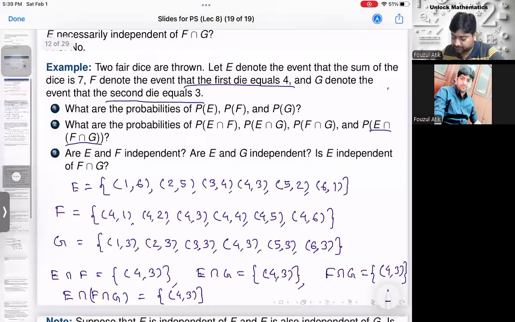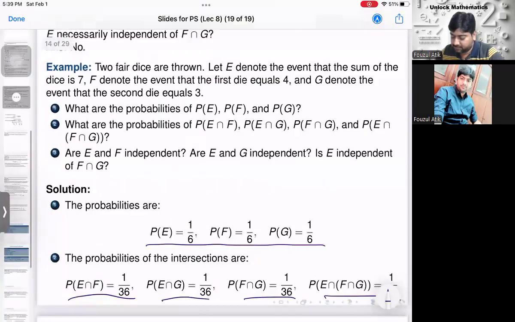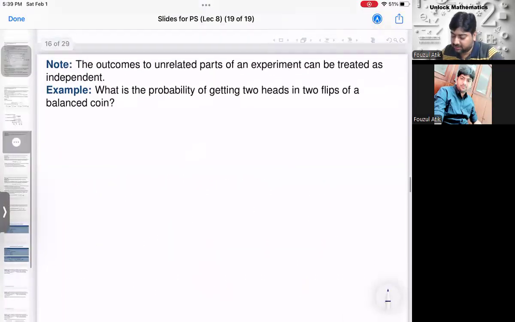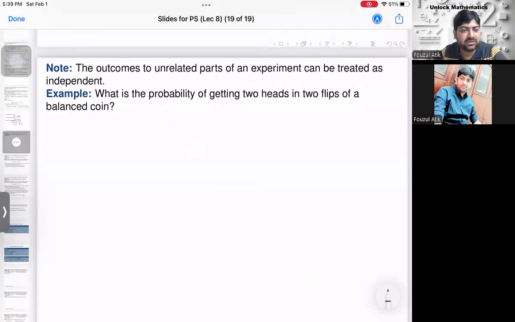Now, we'll have a few more notes. The outcomes of unrelated parts of an experiment can be treated as independent. Suppose we have one experiment where you have two or a few parts which are not related to each other, right? Then also we can treat them as independent events. Like, look at this example.